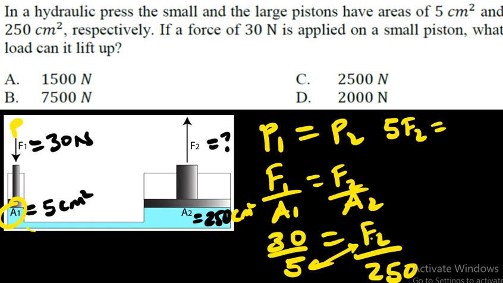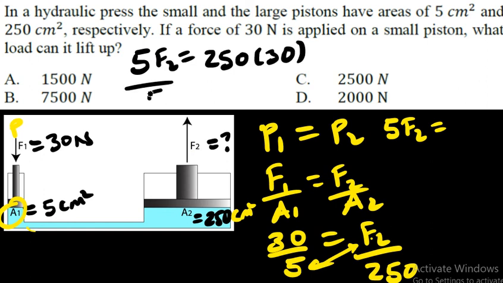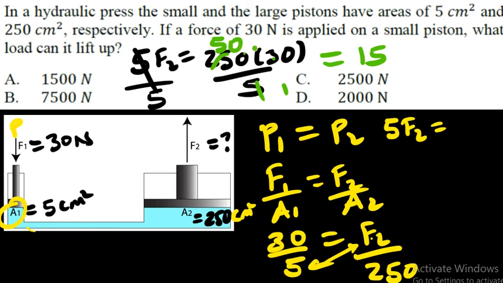I can write it up here. 5 F2 is equal to 250 times 30. Divide by 5 on both sides to get F2. When you divide by 5, you can cancel here again. 5 by 5 is 1, and this 5 by 5 is 1, and there is 0. Then multiply. 5 times 3 will be 15, and there are 2 zeros at the end, then add them. That's going to be the force. The answer will be A.